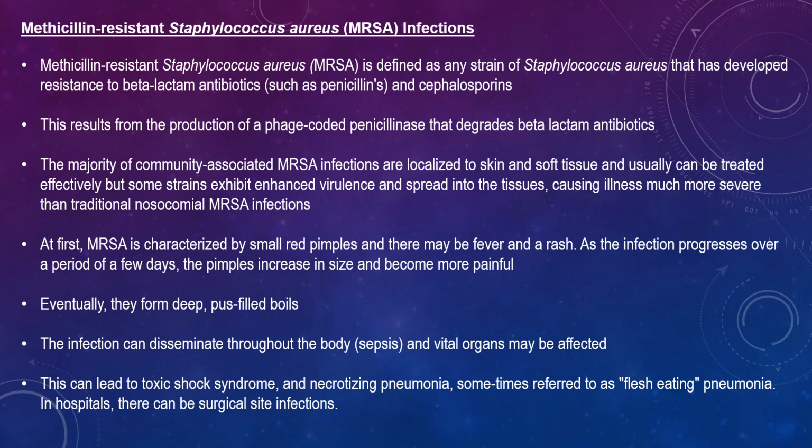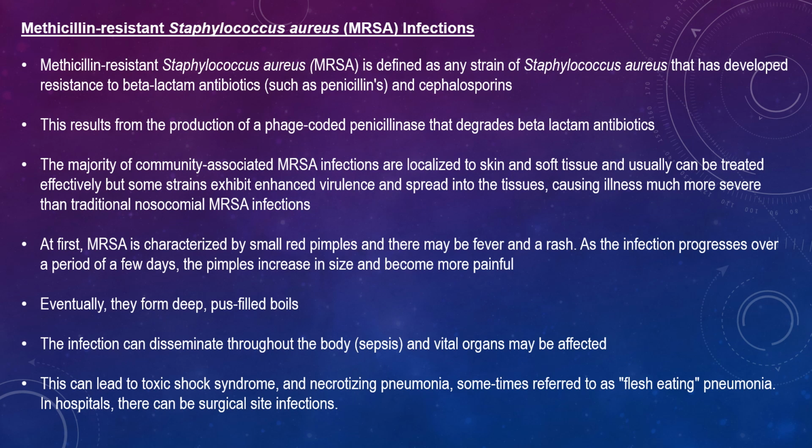Healthy people may have a simple topical skin infection, but in some people, MRSA can progress rapidly within a day or two of initial topical symptoms. In these patients, after about 72 hours, MRSA may invade tissues and become resistant to treatment. The majority of community-associated MRSA infections are localized to skin and soft tissue and usually can be treated effectively, but some strains exhibit enhanced virulence and spread into the tissues, causing illness much more severe than traditional nosocomial MRSA infections.